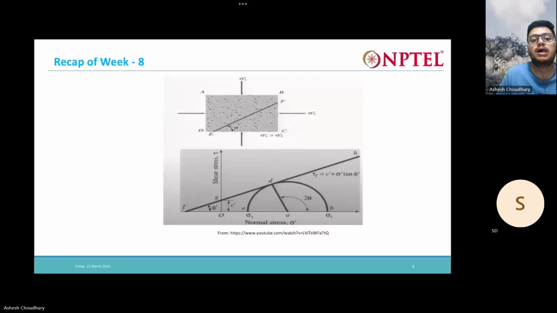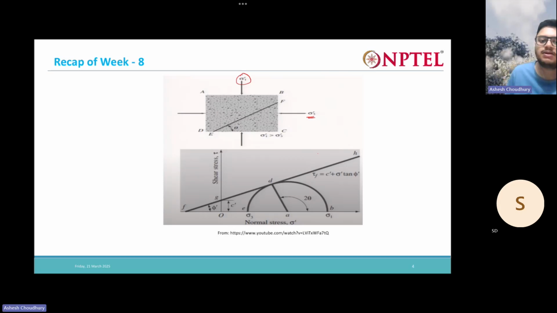So the stress state in a soil mass can also be represented with the help of a Mohr circle. Say we have a soil element, in a soil mass we have this rectangular element. The horizontal principal stresses, you can see the minor principal stresses, are sigma 3 prime. These are the effective values: effective minor principal stress sigma 3 prime, and the effective major principal stress sigma 1 prime. And EF is nothing but our failure plane.